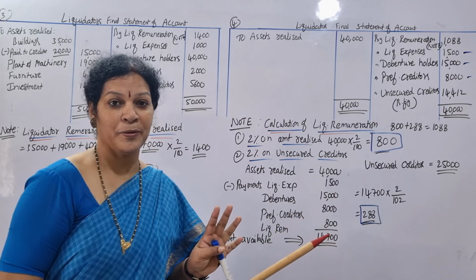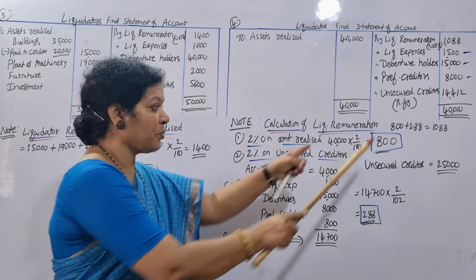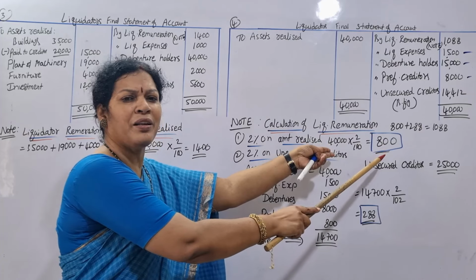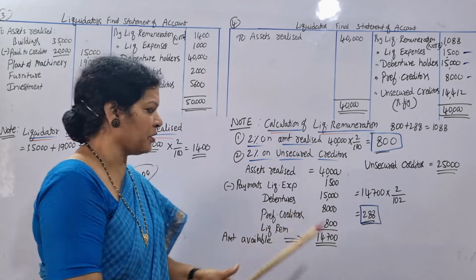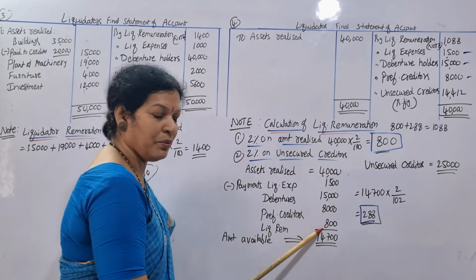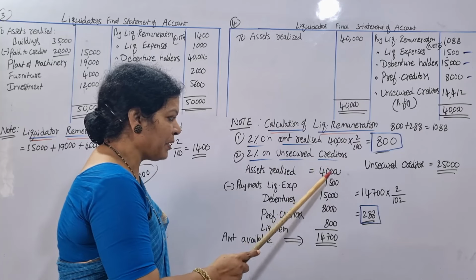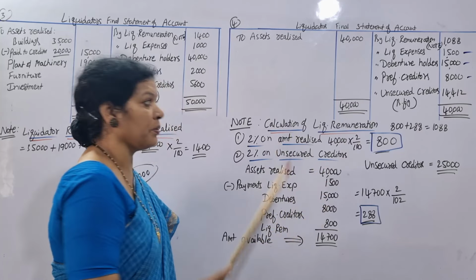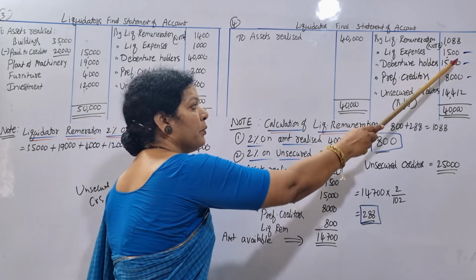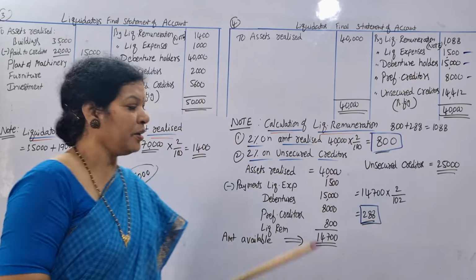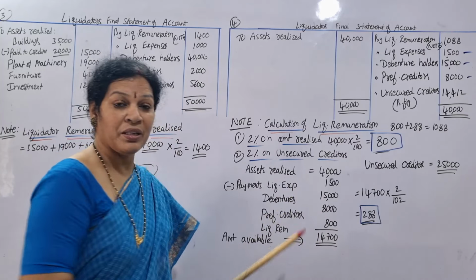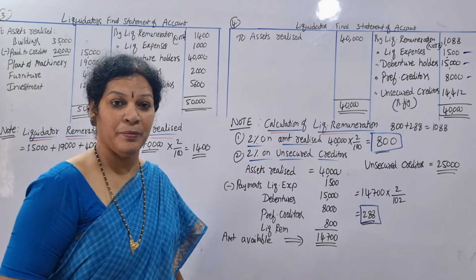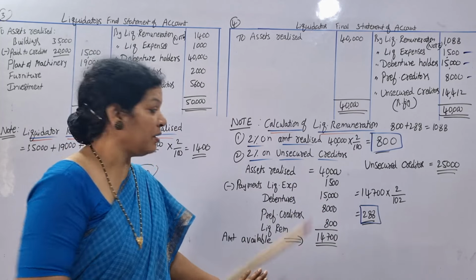Never forget this one also, because first of all we have calculated, which means we are making payment. When we are making payment, that is also to be deducted. So this 800 lastly we have written. Altogether we are making payment of 1, 2, 3, 4. Here 1, 2, 3, 4. These 4 amounts, if you deduct them, you are getting 14,700. This is the amount available.